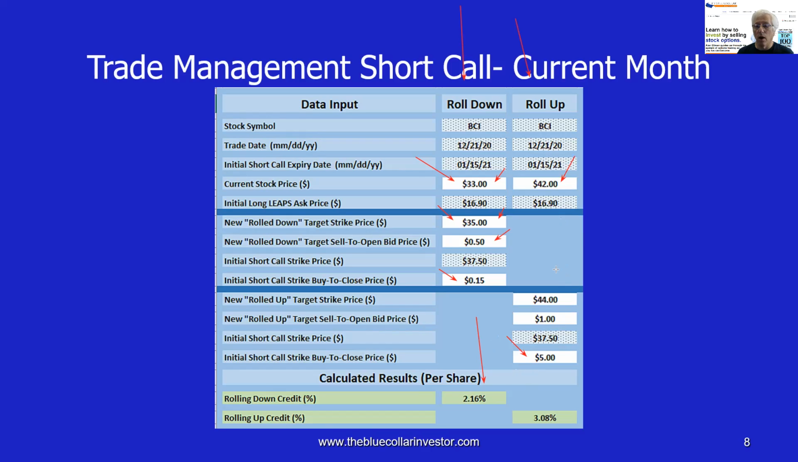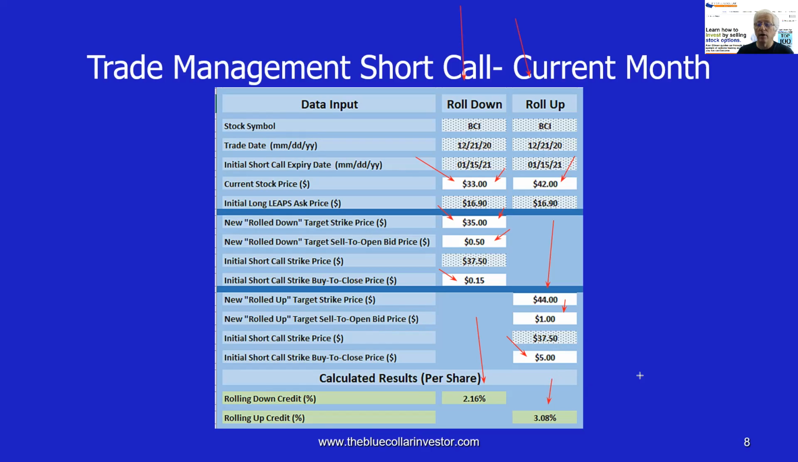Now, we're going to roll up. The price of the stock is 42. We're going to roll up to the 44, now an out of the money strike. Right? So let's say we generate a premium of $1. Well, we're losing money on the option side because we closed at 5 and we reopened the new position at 1. But remember, our shares, which were originally capped at 37.50, are now up in value to an unrealized profit of 42. So up 4.50. Put that together with the $1, we now have a rolling up credit of 3.08%.